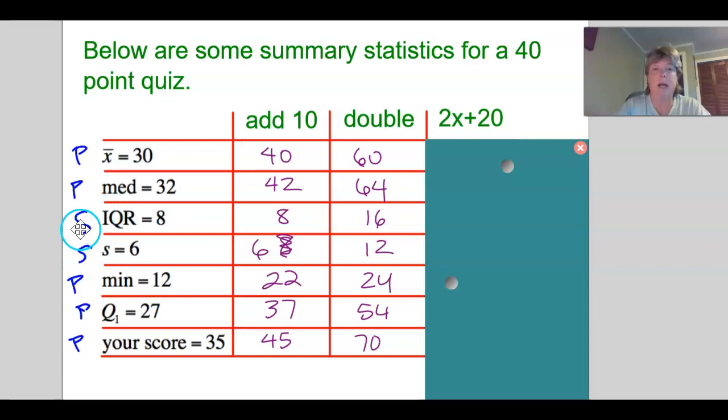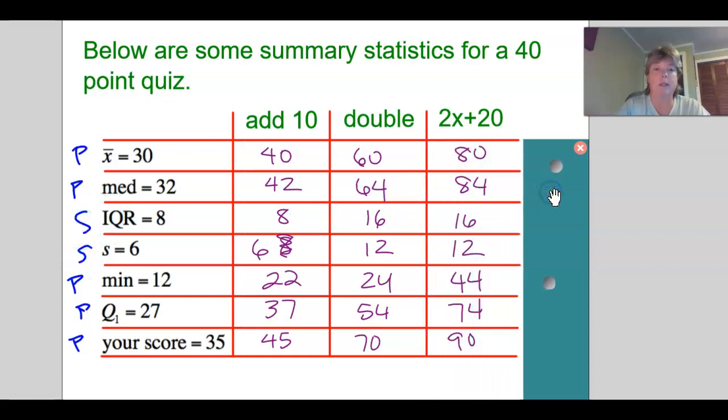But measures of spread are just going to get doubled. So that column should look like this. So here I'm just taking everything from here and adding 20, except the things that are measures of spread. So the IQR and the standard deviation, those are going to stay at 16 and 12.